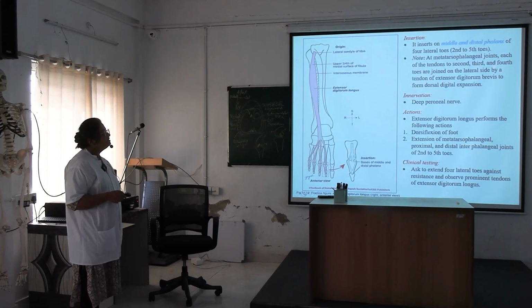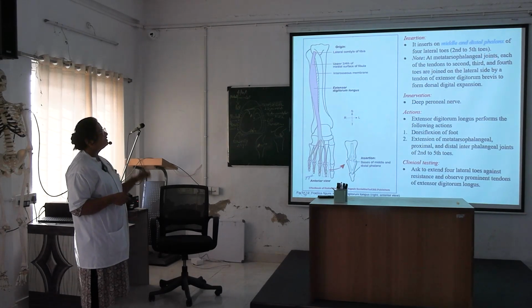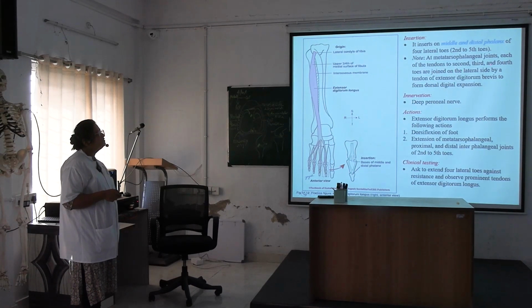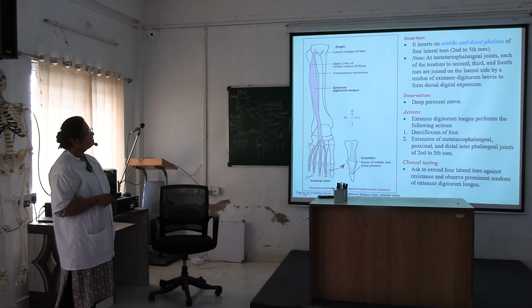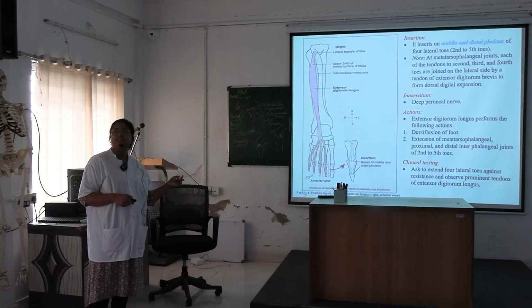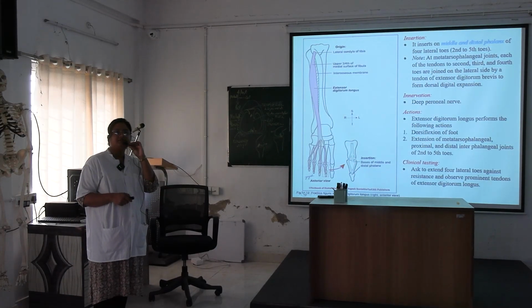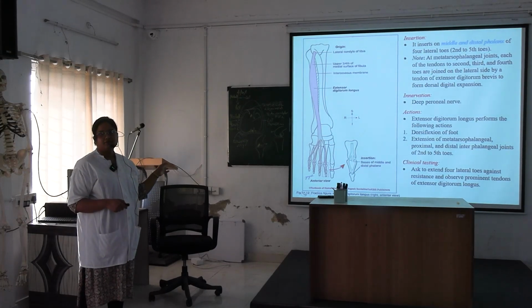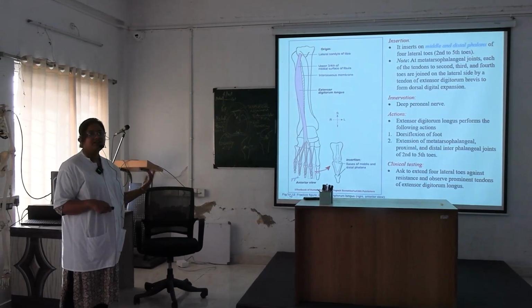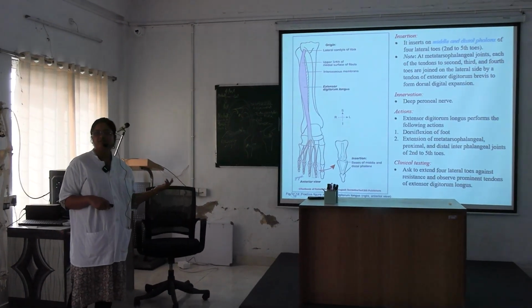At the metatarsophalangeal joints, each of the tendons to 2nd, 3rd and 4th toes are joined on the lateral side by a tendon of extensor digitorum brevis. Okay, this is one intrinsic muscle of the dorsum of the foot, to form the dorsal digital expansion. Okay, in the upper limb also you have seen dorsal digital expansion. The lumbricals and interossei were inserted into the dorsal digital expansion. Here this muscle is forming the dorsal digital expansion along with the tendons of extensor digitorum brevis.